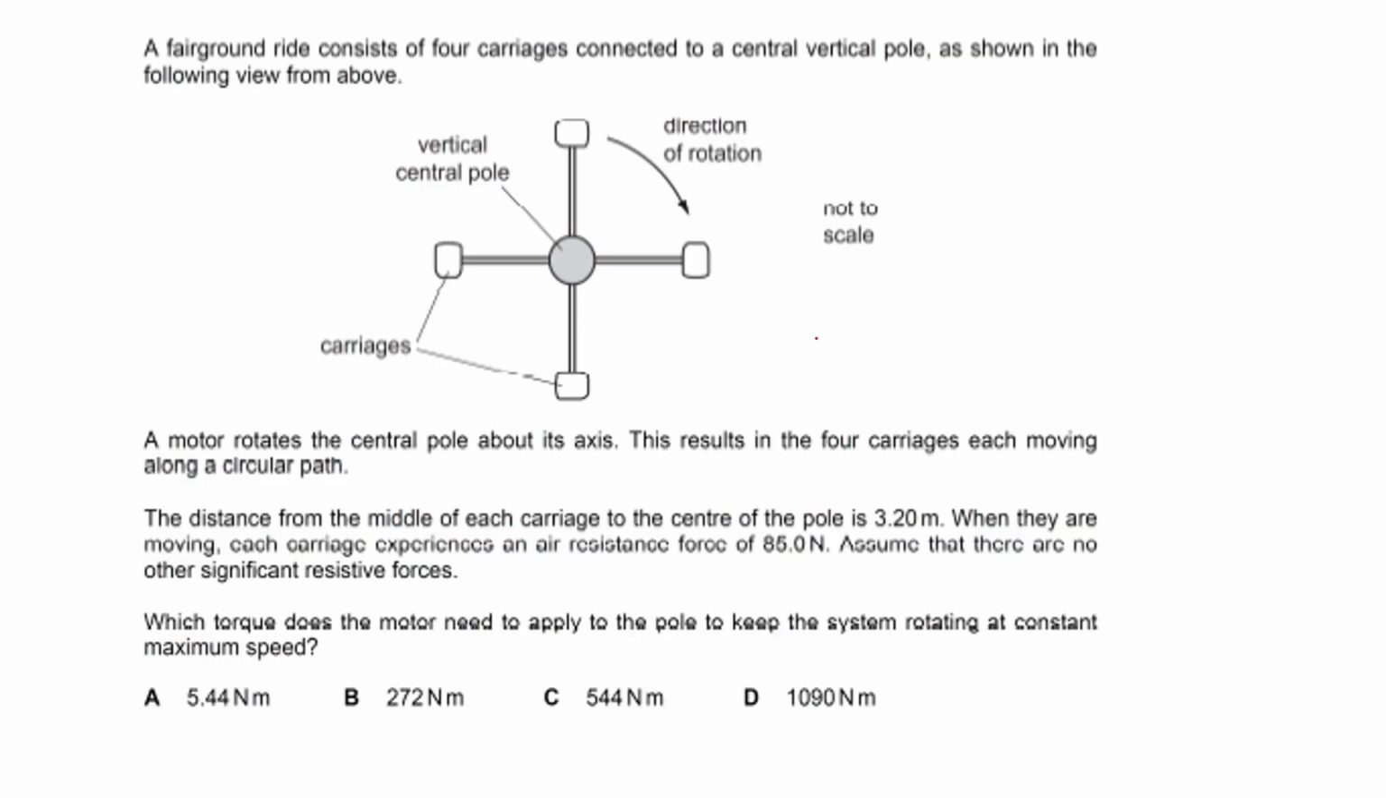Okay. So it turns out that the distance between each of these is 3.2 meters, and they all experience a force of 85 newtons. So then the moment of each one is 3.2 meters times 85 newtons, times the 4 carriages. Which turns out to be equal to 1.88 newton meters, and to 2 sig figs is 1.0 newton meters. So the torque is then D.